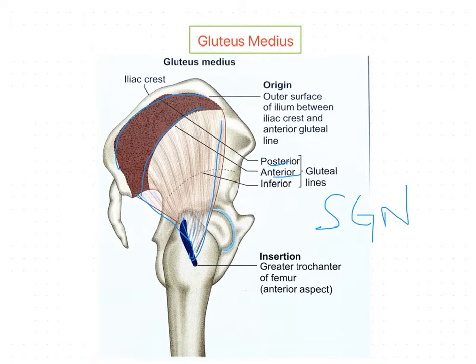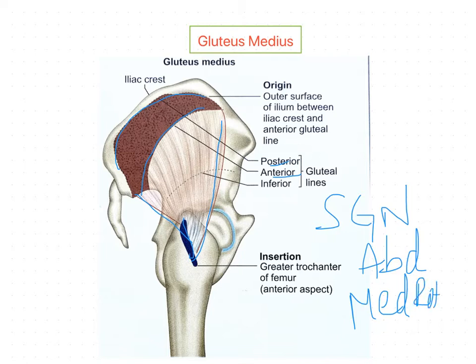Because of the course of this muscle, we can say it helps in the abduction as well as the medial rotation of the thigh. So one is abduction, another one is medial rotation of the thigh. This is the origin, insertion, nerve supply and action of gluteus medius.